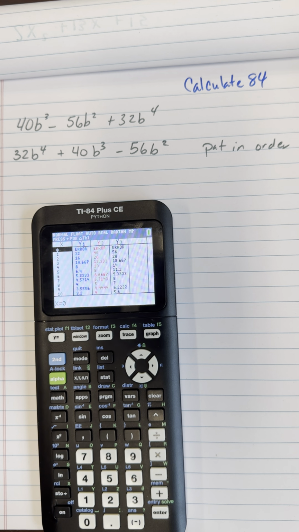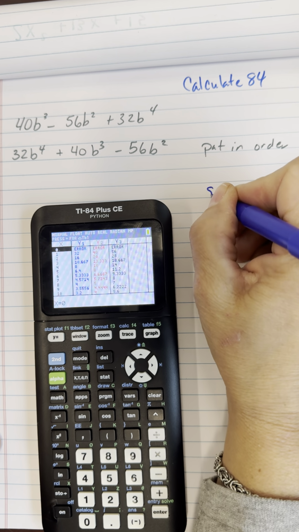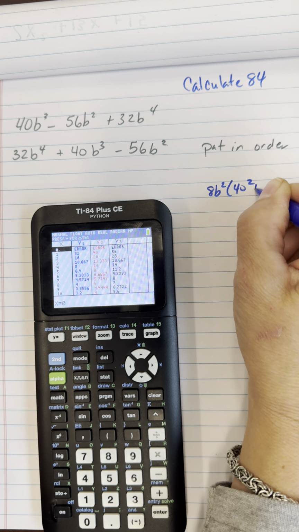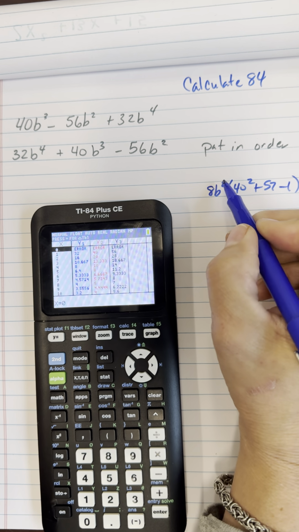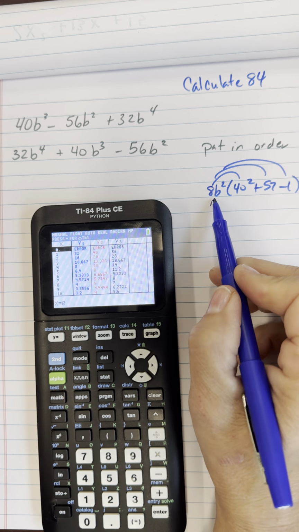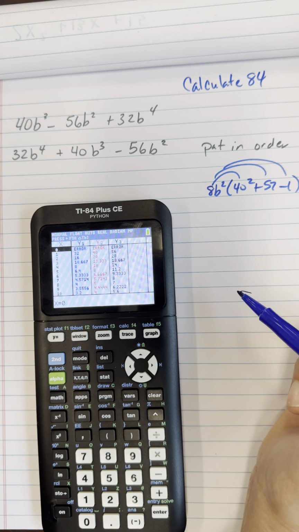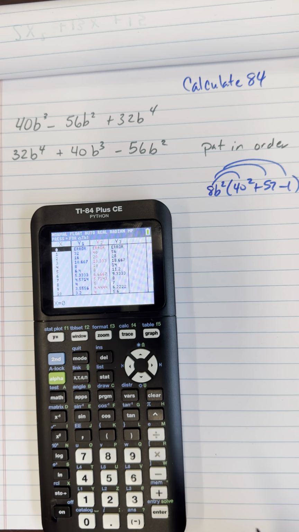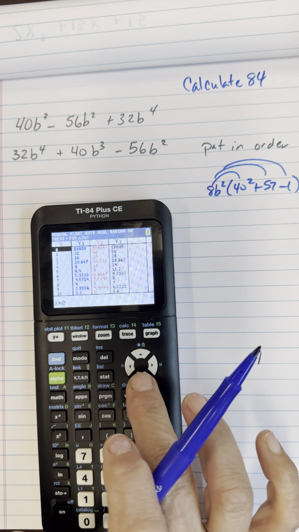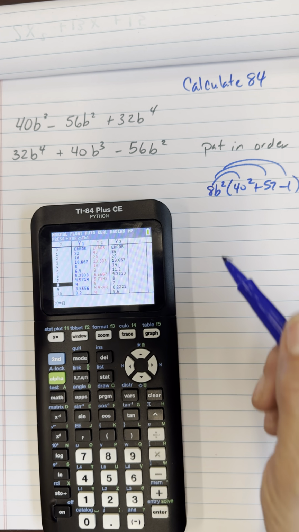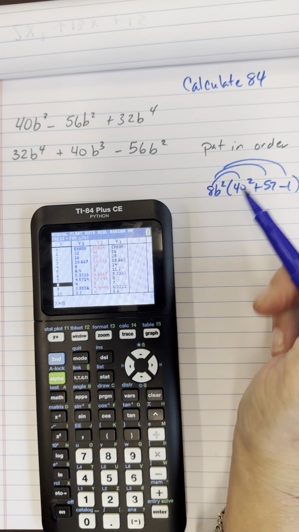So go to your table, and you're looking to take out something. So your answer was 8b squared times 4b squared plus 5b minus 1. So if you multiplied that times these 3 terms, you're not going to get that, because 8 times 40 is obviously not 32. So you're looking at what can be taken out. And 8 is correct. You are going to take 8 out. And you are going to take out b squared. So 8b squared is correct.